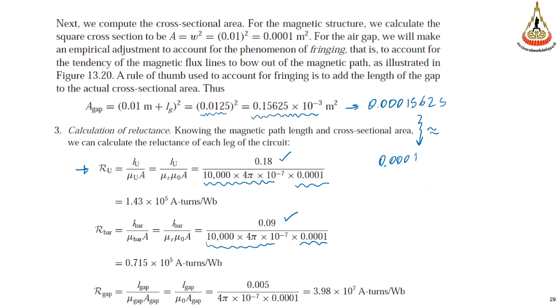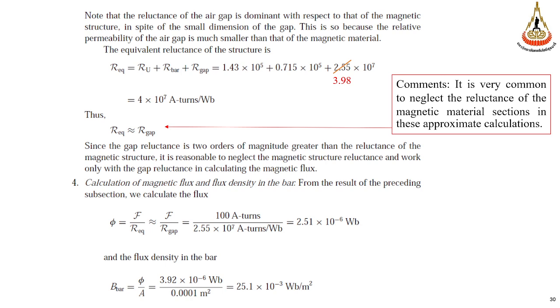If we do not consider the fringing effect, we use this value instead. Anyway, in this case, we use this value for A of the air gap, and then we get the reluctance of the circuit. There is some mistyping here. The total reluctance will be 4 multiplied by 10 power 7 ampere per Weber.